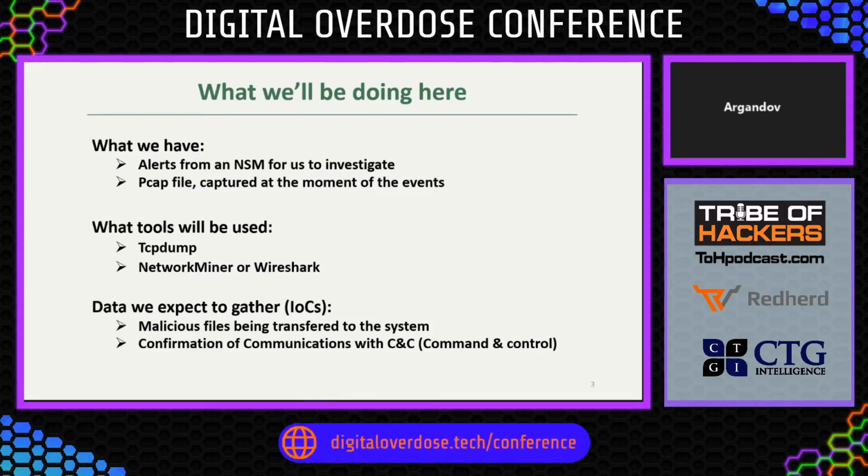Now, I know NetworkMiner is a Windows tool, but it's sometimes used in Linux distributions for digital forensics, and it happens to be a personal favorite of mine. In either case, you can find all the how-tos in the reference section, as it is very simple to set up, but it can be a little bit tricky at times. What we're expecting to gather in these exercises as indicators of compromise, or IOCs, are some malicious files being transferred to the system. So all you reverse engineers will go crazy with this one. Along with some confirmation of communications with some C2 or CNC, or command and control remote system. And let's get started with the actual exercise.